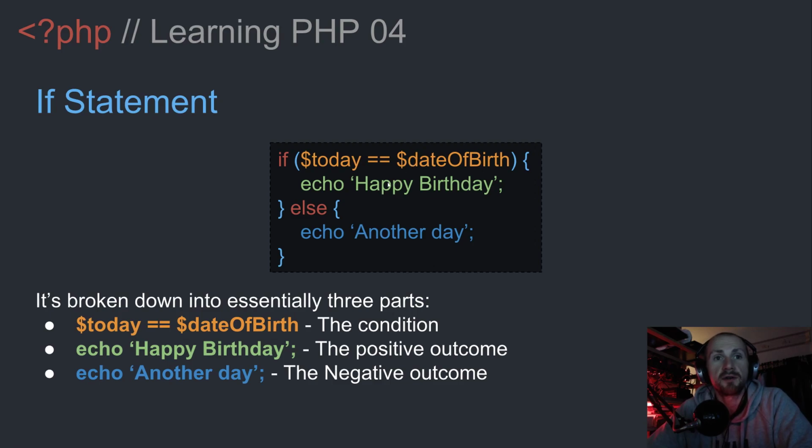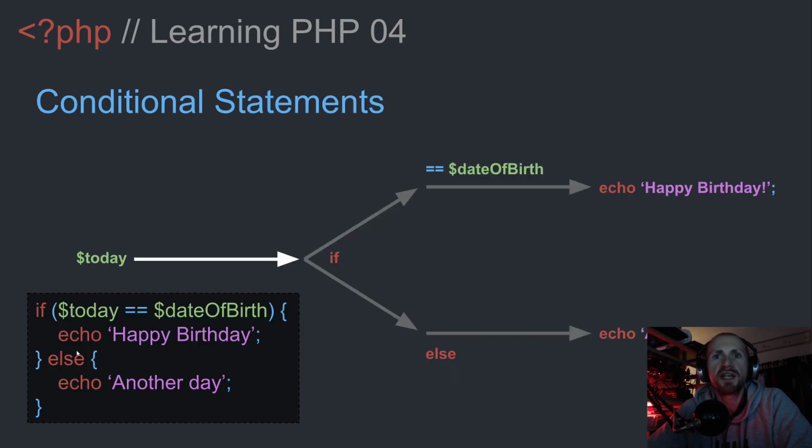For our negative outcome, we use the keyword else. So basically, if today is not equal to the date of birth, else have our negative outcome. This echo another day is our negative outcome. But let's have a little look at that within the circuit itself. So we've taken our conditional statement here, and we've applied it to the circuit.